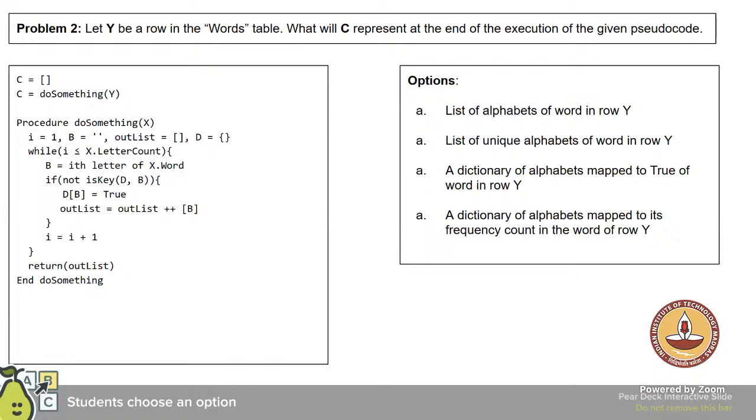Ma'am, will the dictionary be reset to an empty dictionary after the word, for each row? Yes, for each row, dictionary D will be reset to an empty dictionary. But here it is just a single card, so you need not worry about that. In order to do that, we should call the procedure for each word. C equal to do-something of Y should be in some while loop, while our cards are not empty.